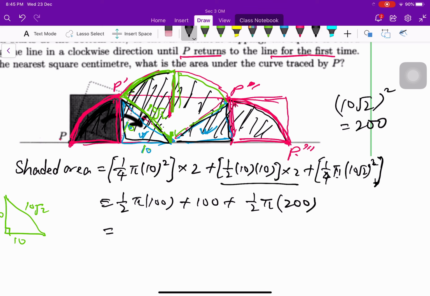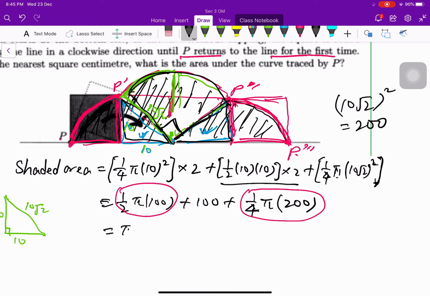This is actually 1/4, 90 degrees. Obviously, this is 90 degrees. Therefore, this is 1/4 of a full circle. Therefore, I don't need to multiply by 2. Therefore, this would be 1/4 of 200. Therefore, in this case, this plus this is basically what do you get?